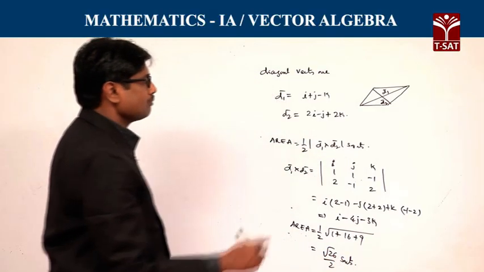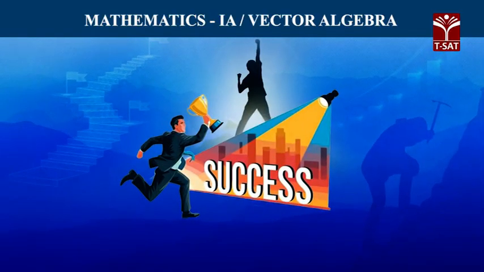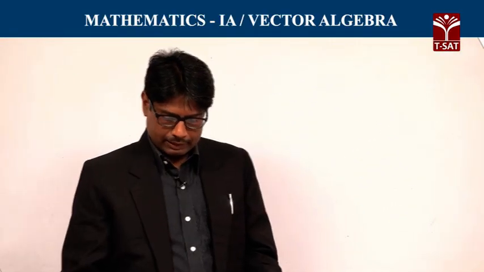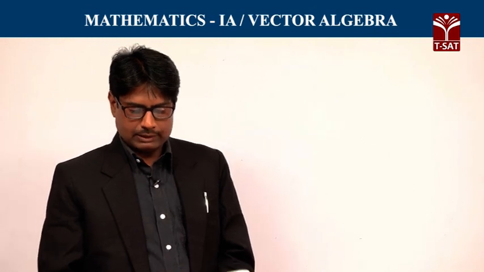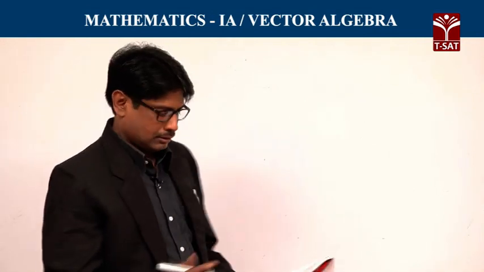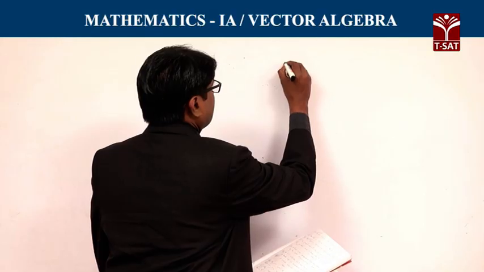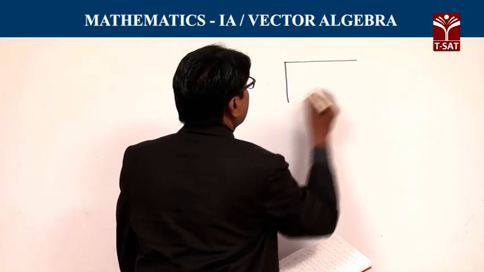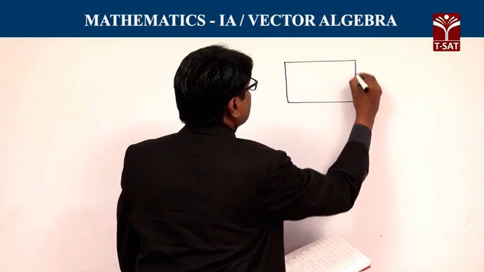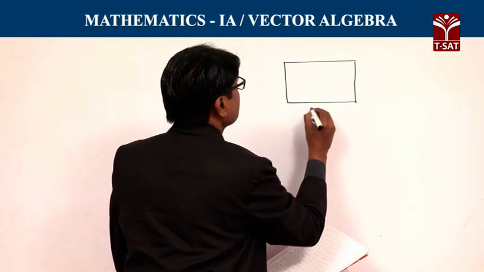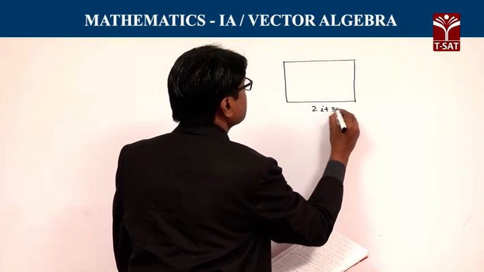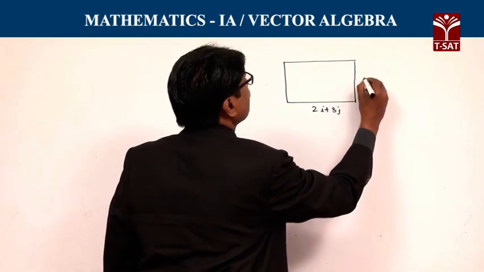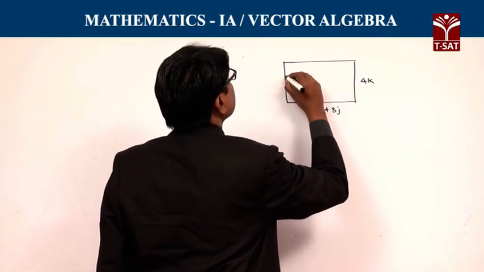Area of the parallelogram with the diagonal vectors given. Find the area of the rectangle whose adjacent sides are given by 2 times i bar plus 3 j bar and 4 times k bar. Area of the rectangle.